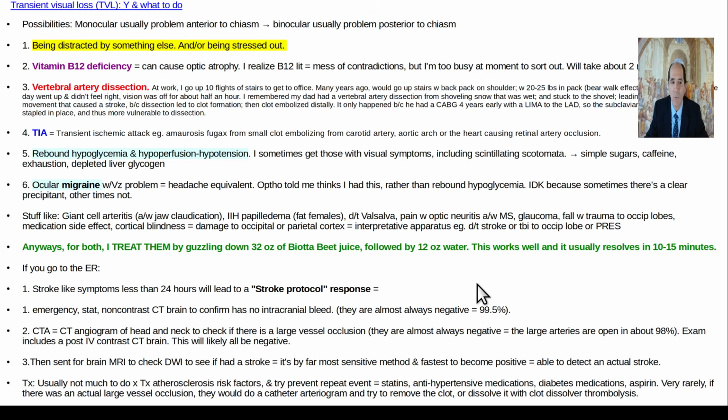If you think you have either one of these, and I think I've had episodes of both in the past, what I do is I just guzzle down 32 ounces of beet juice, chase it with 12 ounces of water, and it usually resolves in about 5-10 minutes, sometimes 15 minutes.